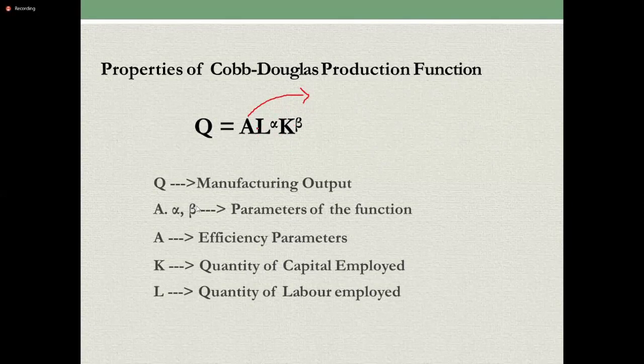A denotes inputs other than labor and capital. We take this as a constant value. It does not change. L is the labor, and here B. You can take B also, B and C.